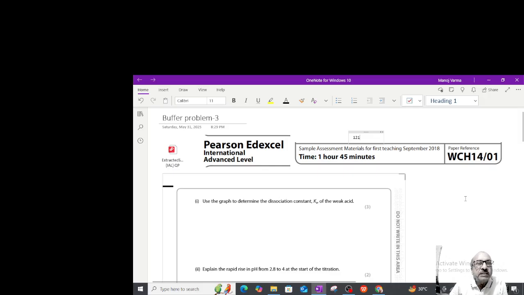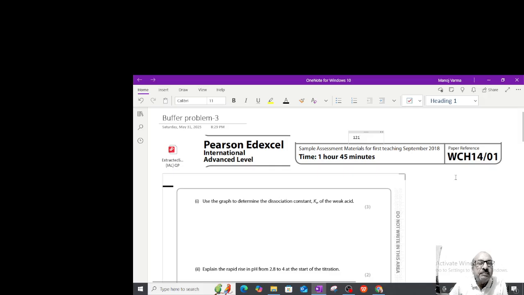I have taken this particular problem from the Pearson Edexcel International Advanced Level examination, and they set this question in the sample assessment material which they had set for first teaching in September 2018. The paper reference is WCH 1401.